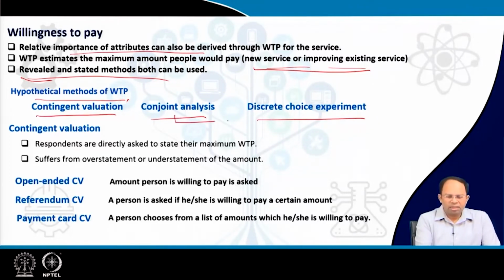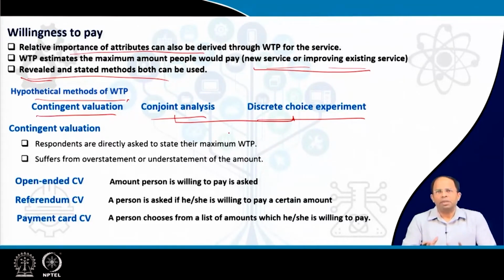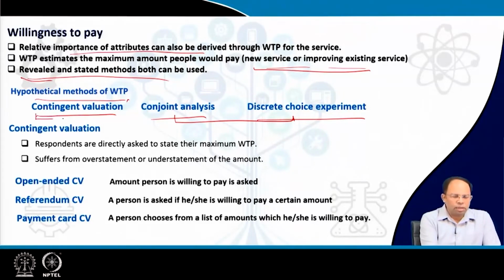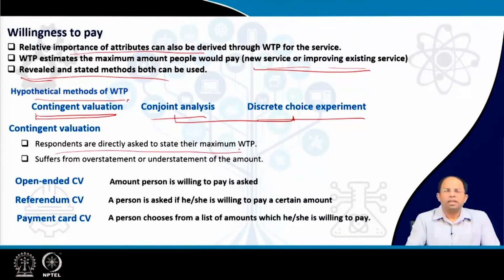Now, conjoint analysis and discrete choice experiments are more or less similar. They follow the same regression that we learned earlier, but how I set the regression parameters, the different components of the regression, is important, and I will discuss that. But first, let us look into contingent valuation. In contingent valuation, respondents are directly asked to state their maximum willingness to pay for a particular service or for a particular aspect of a service.